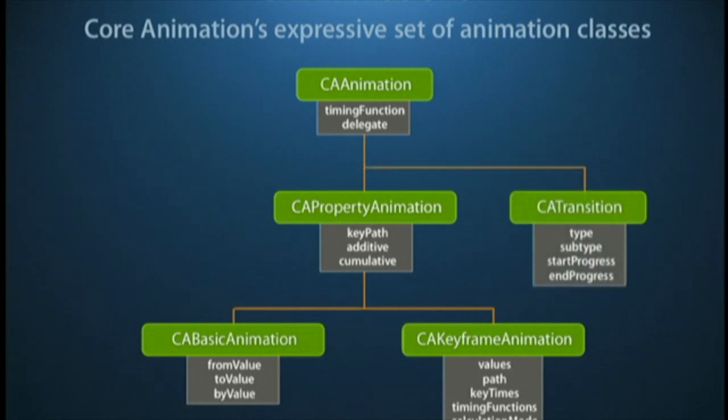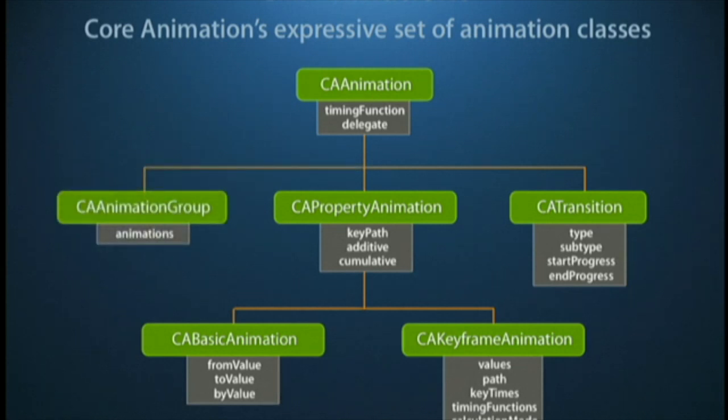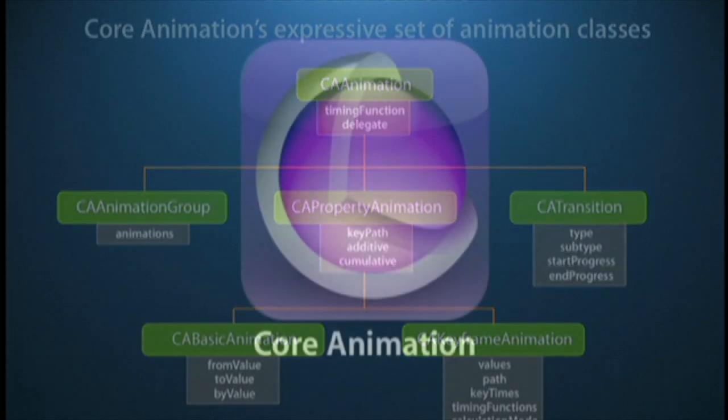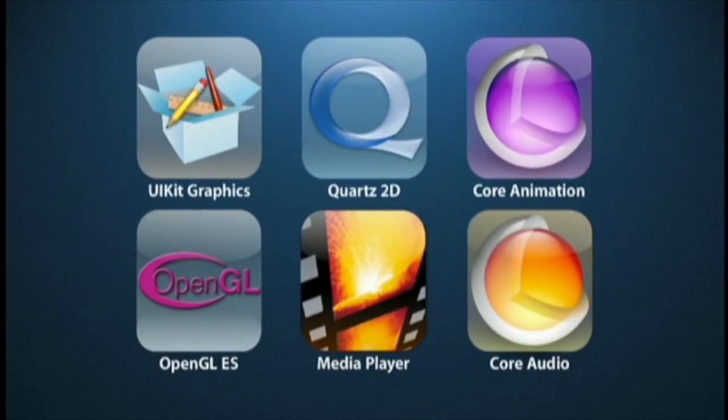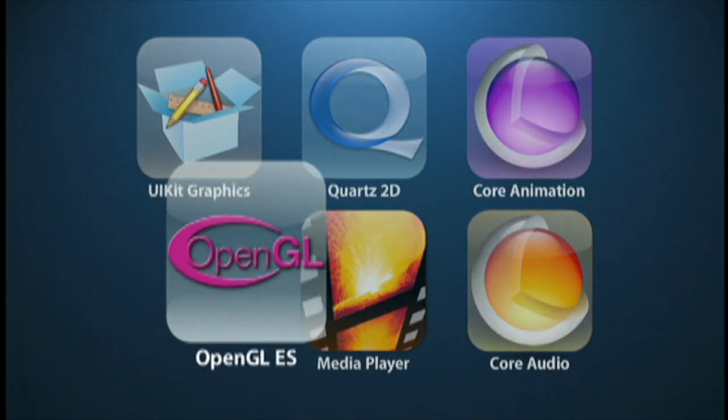The next kind is a transition, to go from what you see in one state to what you see in a different state. And finally, an animation group, so animations subject to the same timing can be grouped together. So check out the samples and documentation for these classes, and you'll be up and running in Core Animation in no time. But now let's move on to OpenGL ES.